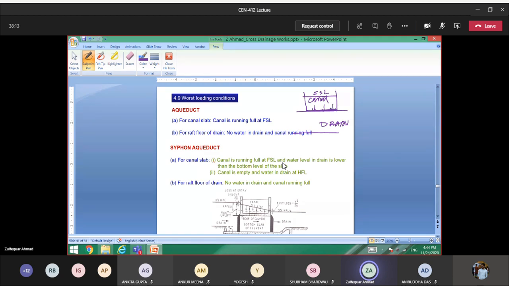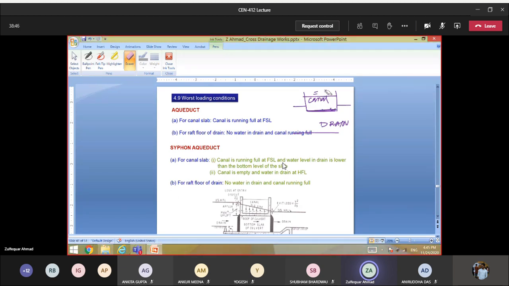But if this happens to be a siphon aqueduct, meaning that here the water level of the drain is coming here, okay, and this is the siphon aqueduct. In that case, this slab is subjected to the uplift pressure, okay, and that second condition, which is the worst condition, is when there is no water in this canal, okay, no water in this canal.